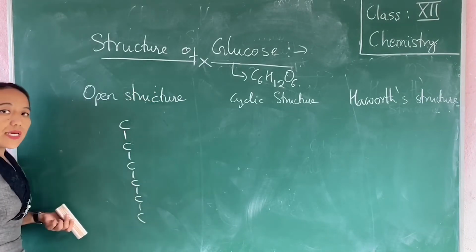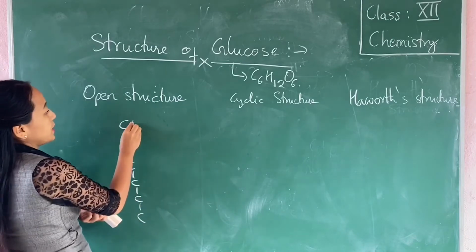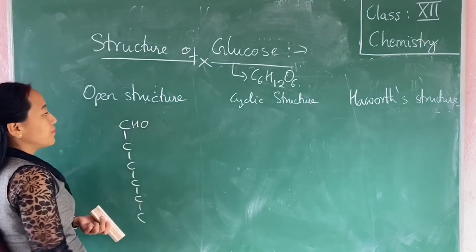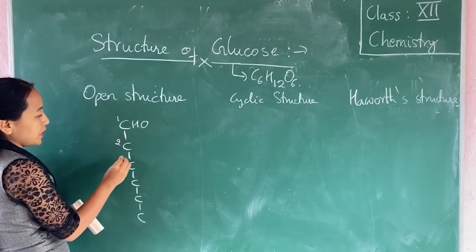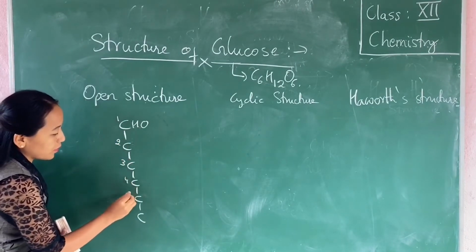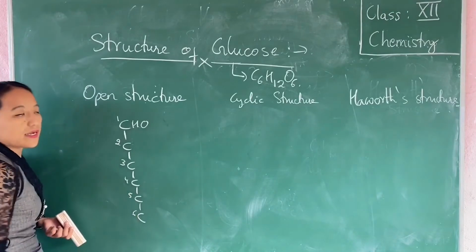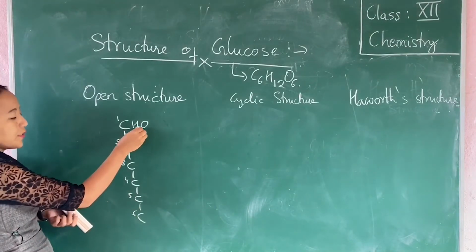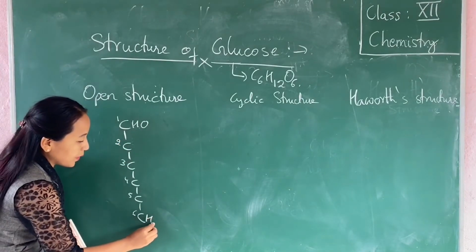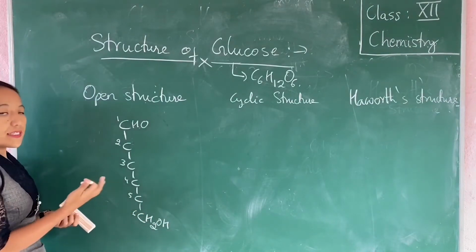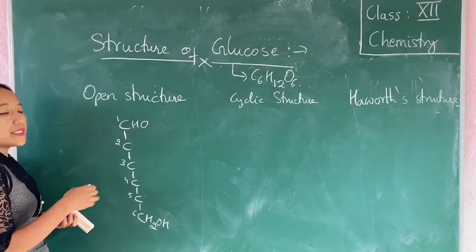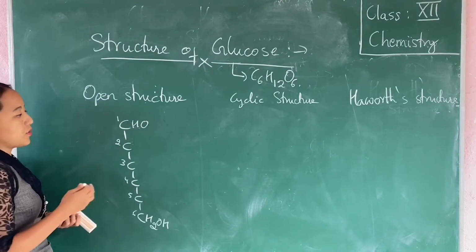Glucose is an aldohexose, which means it has an aldehyde as a functional group. The first carbon carries the functional group, and then you have the second, third, fourth, fifth and the sixth carbon. The sixth carbon is a primary alcohol, CH2OH. We know that it is a polyhydroxy compound, which means it has a larger number of hydroxyl groups.